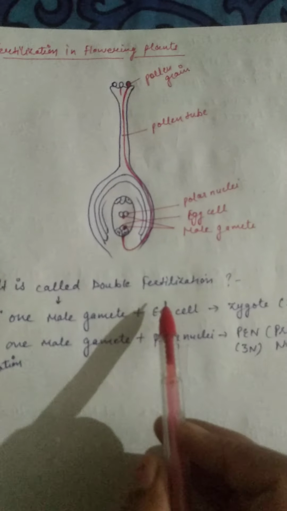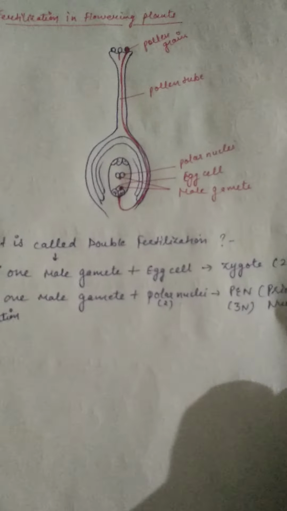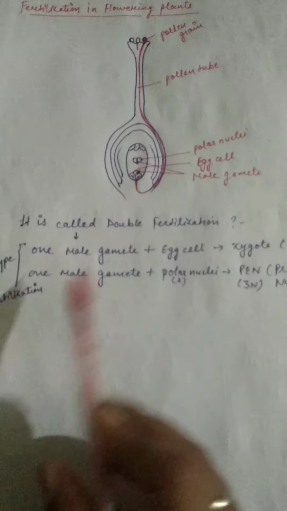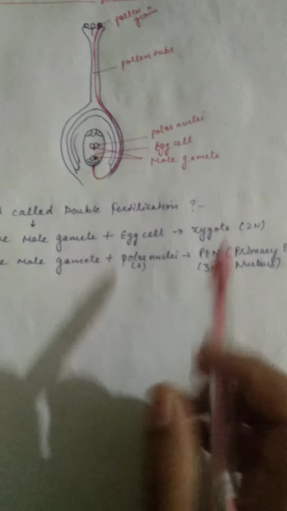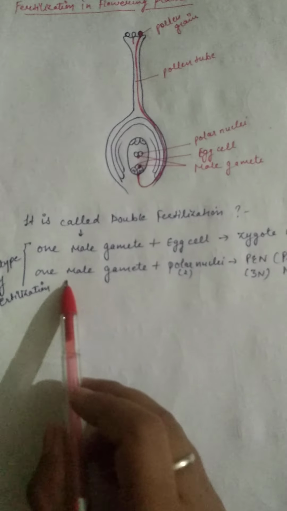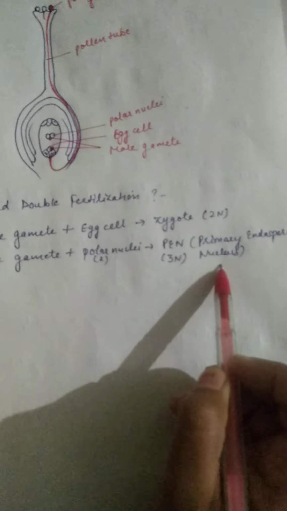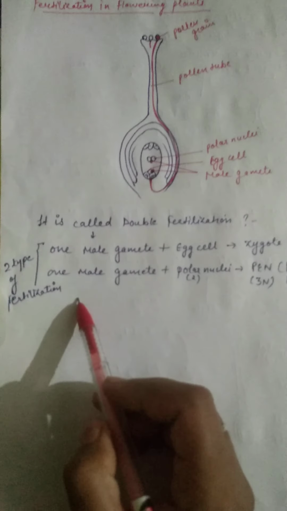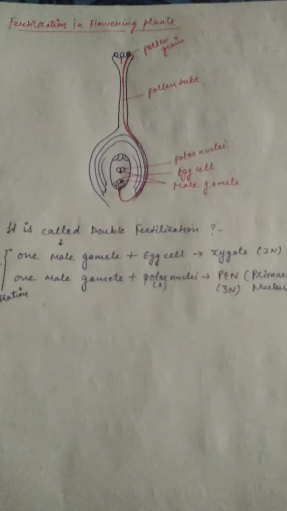The fertilization in flowering plants is called double fertilization. Can you tell me why it is called double fertilization? It is called double fertilization because 1 male gamete fuses with the egg cell and forms a zygote. This is one fertilization process, and the other male gamete fuses with the 2 polar nuclei and forms the primary endosperm nucleus, which is triploid. That's why it is called double fertilization, because 2 types of fertilization take place in flowering plants. Thank you.